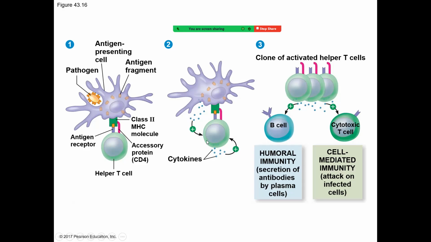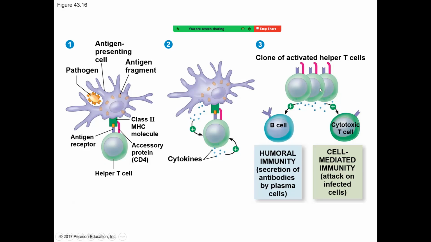Once this connection is made, there's an accessory protein that binds here. Again, you don't need to know the name of that, but that is a protein that comes from the helper T cell. It's going to reinforce this connection. So there's two connections made between the antigen presenting cell and the helper T cell. Cytokines, which are chemicals, are released between the two. And because they're releasing these chemicals back and forth, that activates the helper T cell.